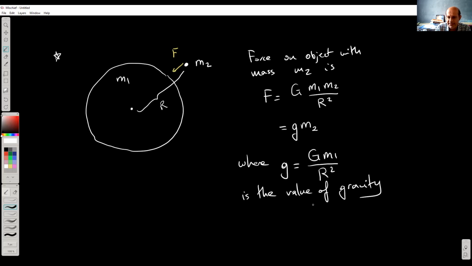Should we define gravity as a vector? I'm not sure about this. The magnitude is the value of gravity at the location of.